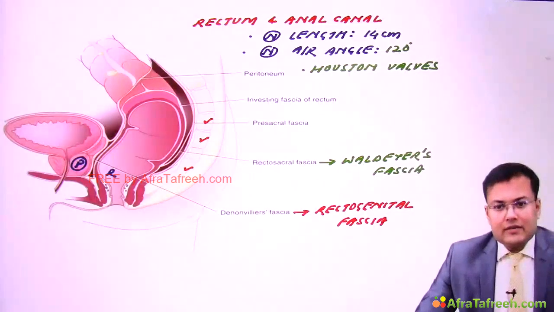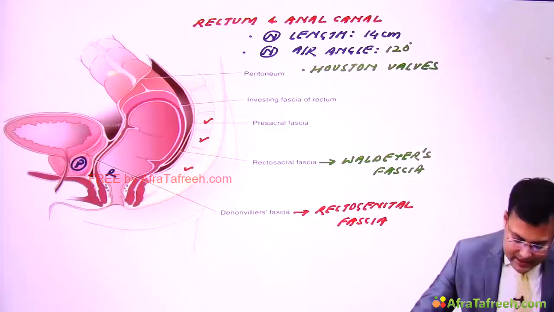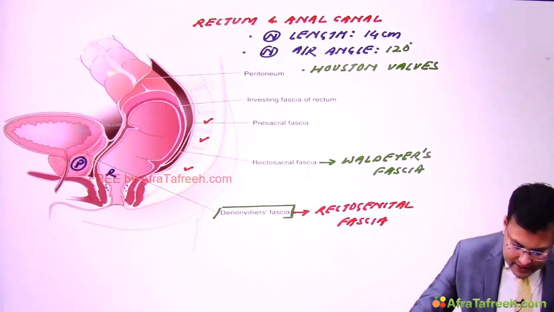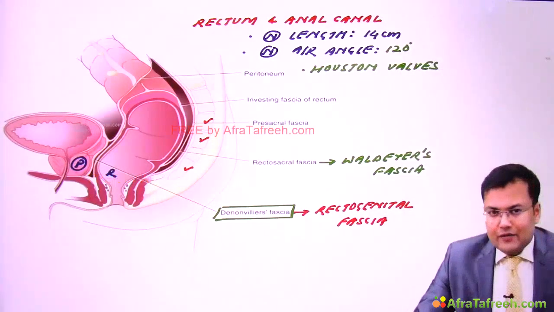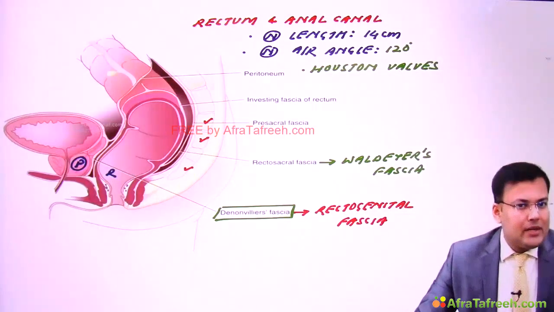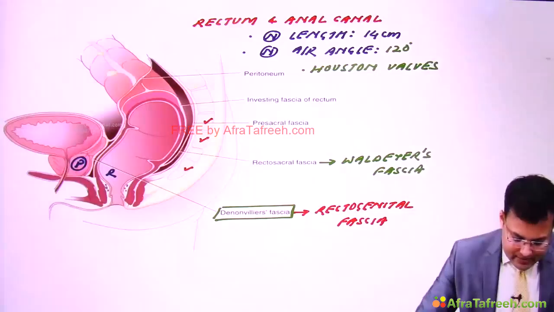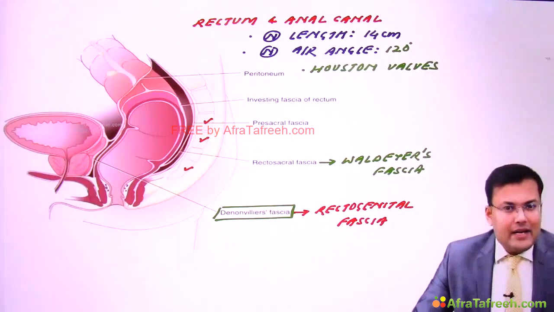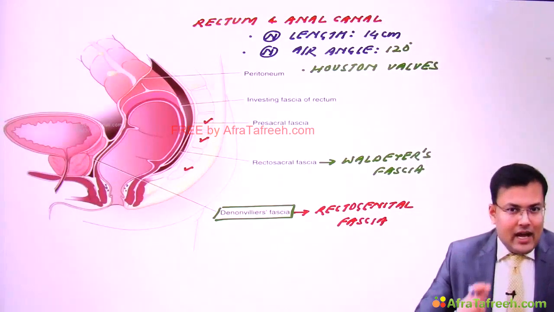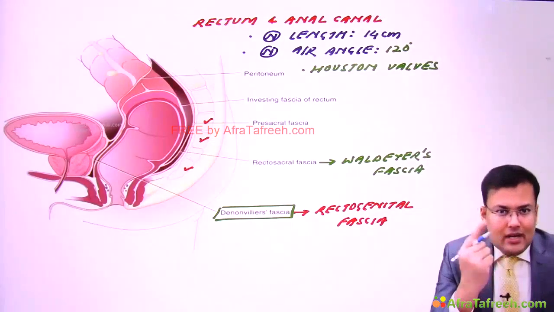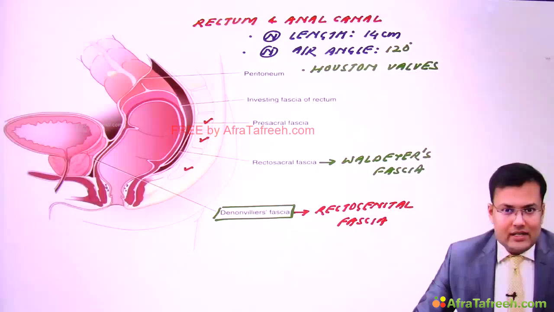Now what is the importance of this Waldeyer's fascia and Denonvilliers fascia? These are the two barriers for malignant invasion. The patients who are having carcinoma rectum, these are the barriers for malignant invasion, and it is going to form the anatomical envelope for total mesorectal excision.